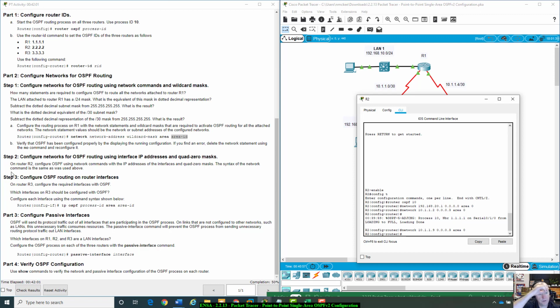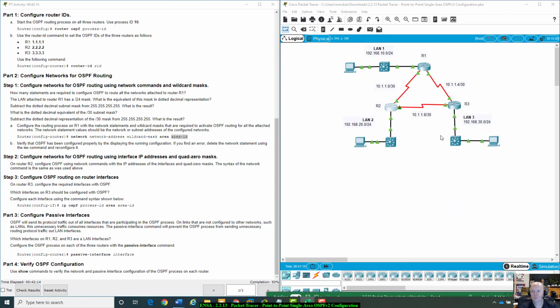Step 3, configure OSPF routing on router interfaces. On router 3, configure the required interfaces with OSPF. Which interfaces on R3 should be configured with OSPF? Obviously, in Packet Tracer, you can tell. So it would be those three: 1, 2, 3.